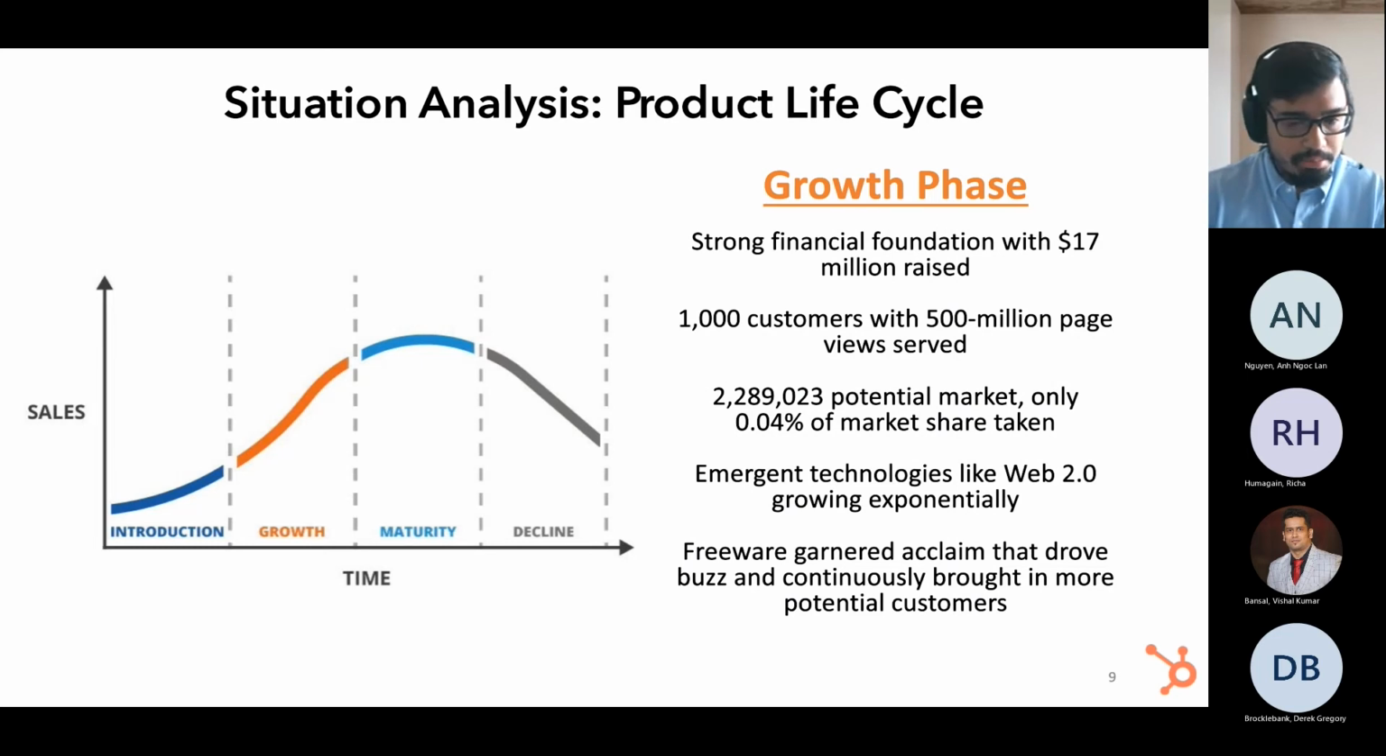And out of our 2.3 million potential market, we only have 0.04% of the market share, meaning there's still plenty of room to grow. And there are emerging technologies such as Web 2.0 that are growing exponentially. And our freeware products are garnering acclaim all around the world and driving buzz that is continuously bringing in more potential customers to our company.